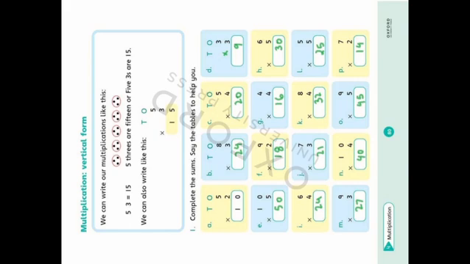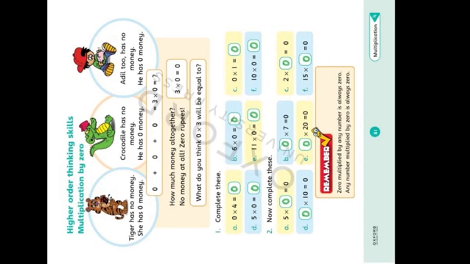Let's try C. 5 by 4. Let's count by 5s. 5, 10, 15, 20. The answer is 20. You can do the rest by counting the groups, just like we did before.